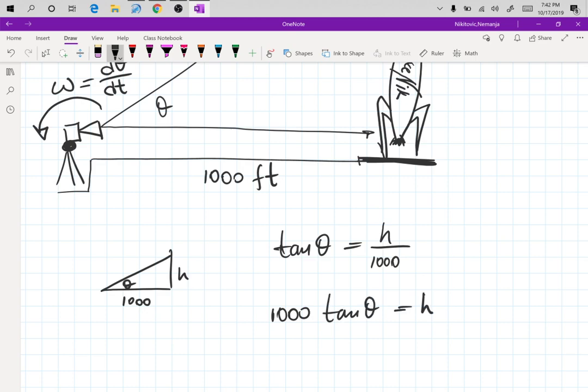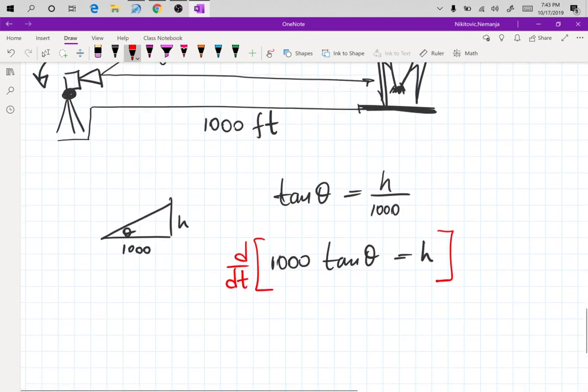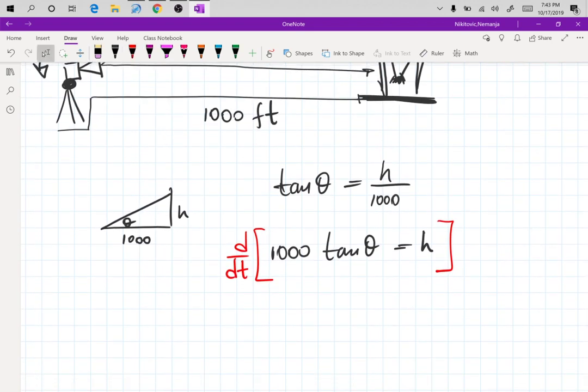Okay, no more fraction. I'm going to take the derivative of this in time, because that is the way for me to get to d theta dt, because that's our angular velocity. Remember, angular velocity is the one that is going to be programmed to help you rotate the camera. So, angular velocity is the speed of the servo motor that turns the camera. So that's what it is.